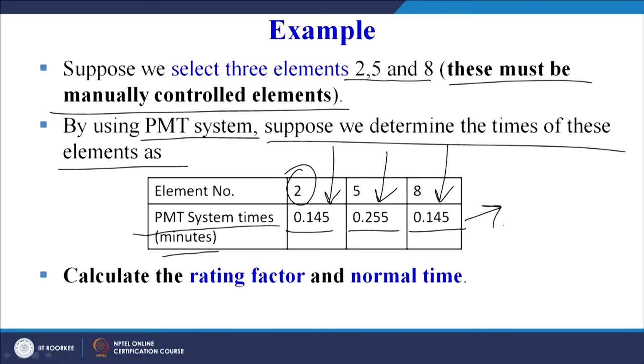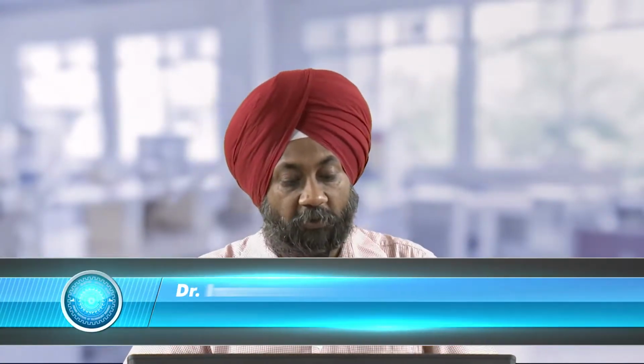Now we have to calculate the rating factor and the normal time. This is our question. So now you can very easily see that there is data available with us. We have understood the problem. We have seen that only for 3 elements we are able to find out the PMTS system times. For all the other elements we have done the direct recording. For these elements also we have done the direct recording, but we have the PMT system times also available.